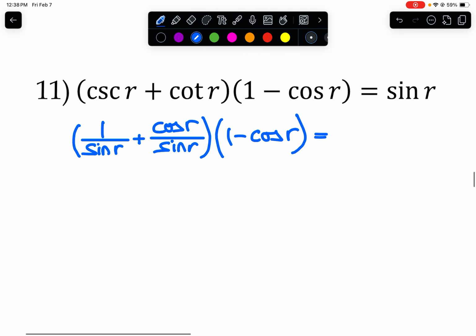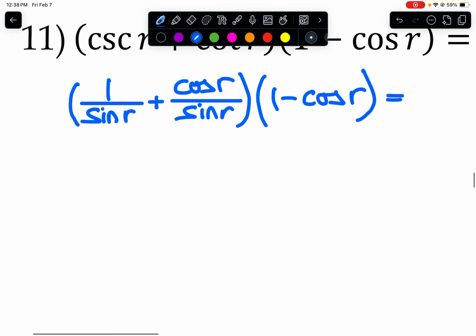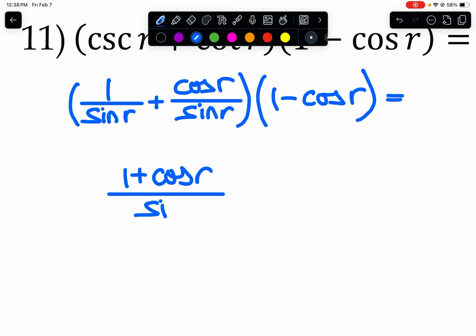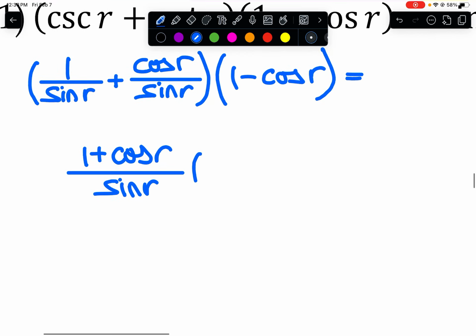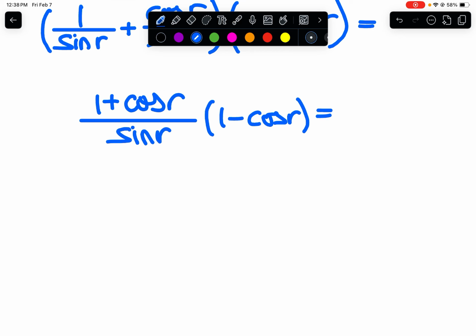The left-hand side is the obvious dumpster fire, so that's the side I'm going to manipulate. On the left term over here, we already have common denominators, so I'm going to go ahead and add those fractions. That's going to be 1 plus cosine r over sine r, and then we're going to have that multiplied times 1 minus cosine r. These are both numerator values, so I'm going to multiply those out. When I multiply them out, it's going to be a double distribution, however you want to write it out.